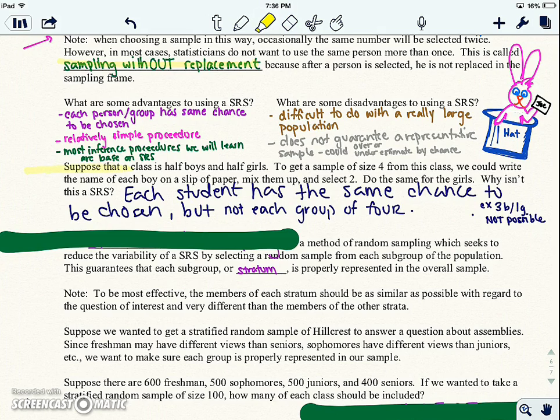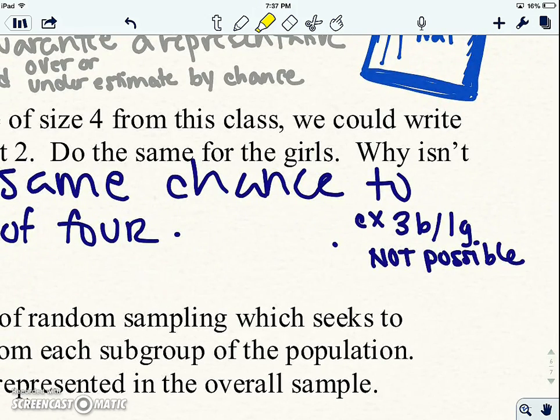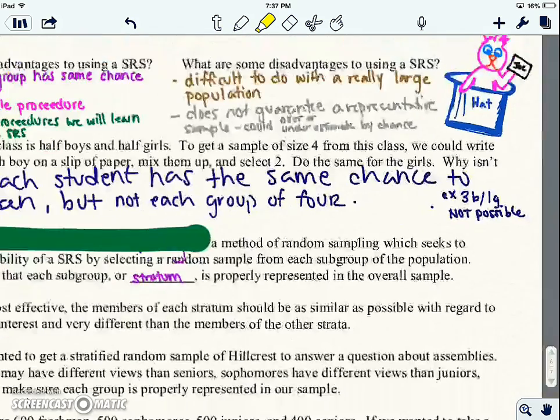Suppose that a class is half boys and half girls. To get a sample of size 4 from this class, we could write the name of each boy on a slip of paper, mix them up and select 2, and do the same for the girls. This isn't a simple random sample, okay, because each group of 4 is not equally likely to be picked. Each student has the same chance of being picked, but a group of 4 that is 3 boys and 1 girl isn't possible when you split it up 2 boys, 2 girls. So it has to be that idea.